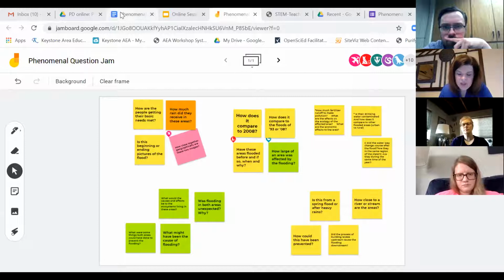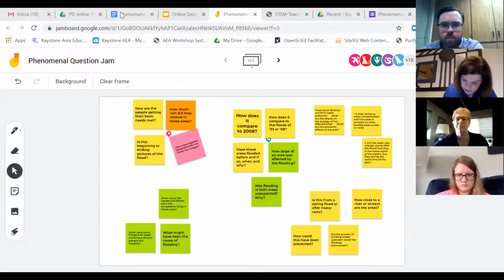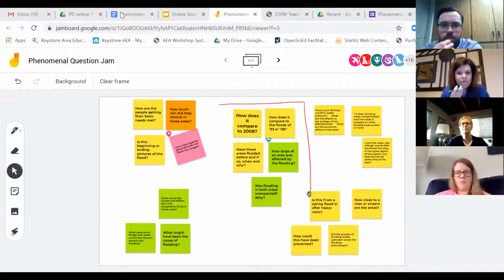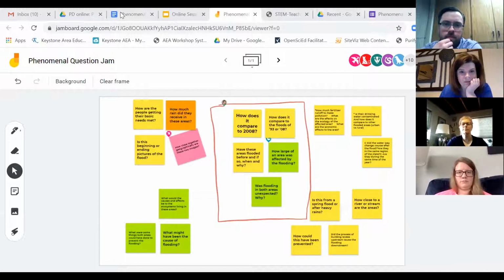All right, let's take a look at that pod. We can always build back to them. Okay, was flooding in both areas unexpected, or why? Any other related questions?